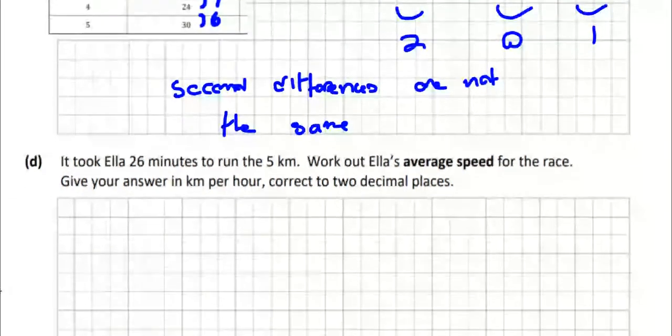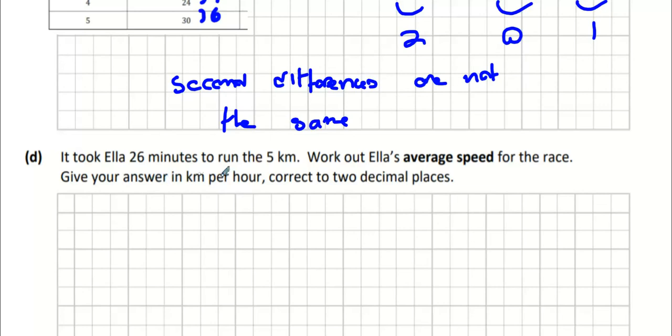Okay. It took Ella 26 minutes to run 5 kilometers. Work out Ella's average speed for the race. Give your answer in kilometers per hour. Well, so distance over time, and basically kilometers per hour. So it's 26 minutes divided by 60. Okay, so distance is 5 kilometers, no bother.